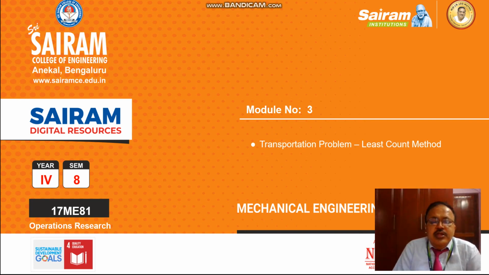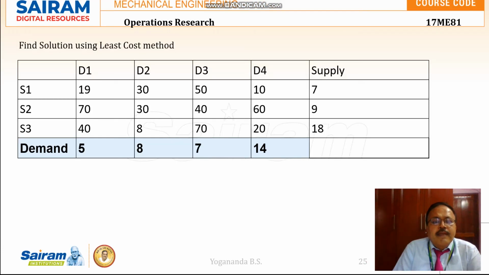Good afternoon, friends. Now we are discussing the least cost method in the transportation problem of module number 3 in operations research. Find the solution using the least cost method. We have 3 sources and 4 destinations. The demand and supplies are also given in the data. Here the shipment costs are shown in the form of a matrix.